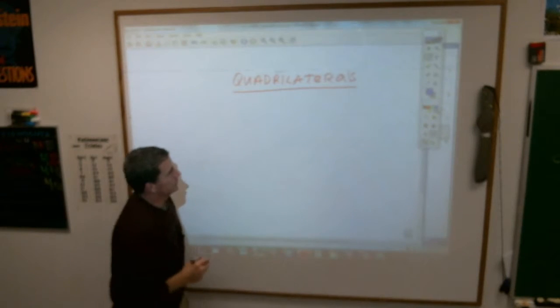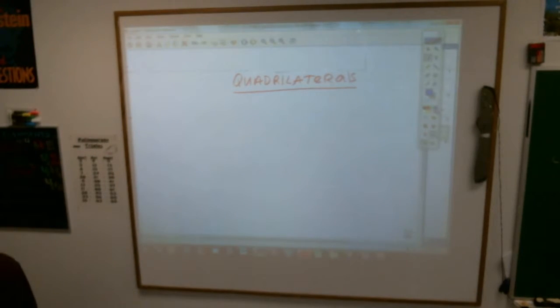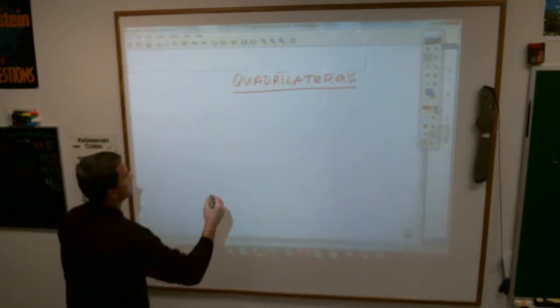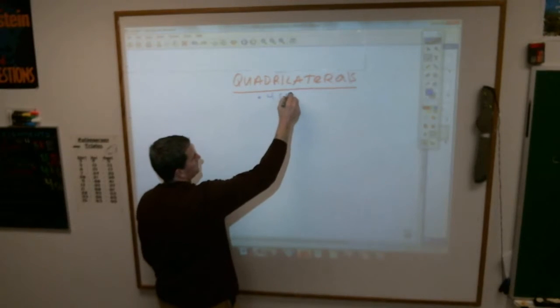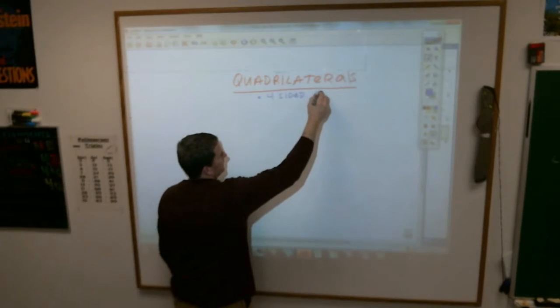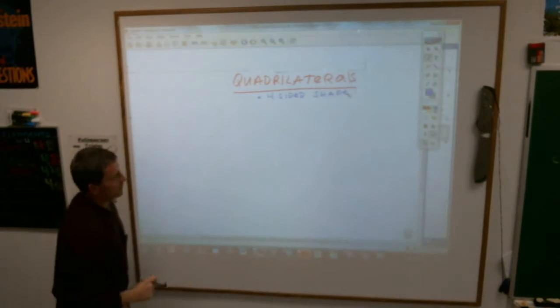Anybody know what a quadrilateral is? Comes from the word quad. Ella? Yes, a four-sided shape. Four-sided shape.